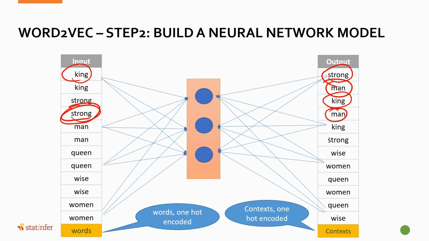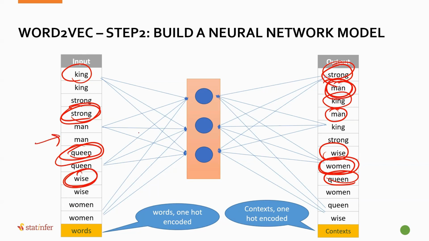When strong is input, the output was never queen. When strong is input, the output was never woman. When queen is input, the output was always wise. The output was always woman. When queen is input, it was never strong. When queen is input, it was never man. When wise is input, it was never a man. When wise is input, it was never strong. So input is connected to output only in particular places.